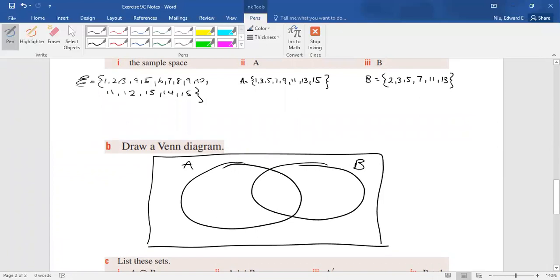What we need to figure out is the number of numbers that overlap between the two sets. So we have 3, 5, 7, 11, and 13. They all overlap. All right. So how many is that? That's 1, 2, 3, 4, 5. So we have 5 numbers in total that overlap.